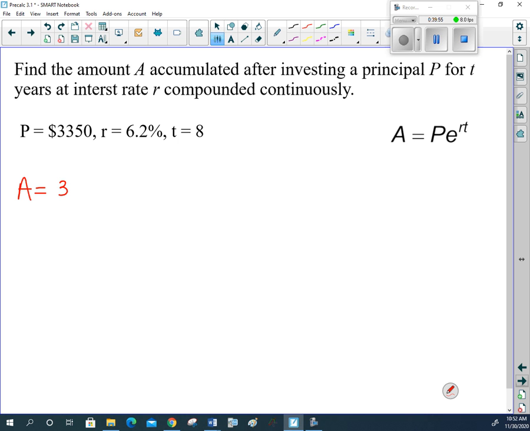It's 3,350 times E raised to the R. Now remember, we can't put in 6.2. We got to change that to a decimal, 0.062. And time is 8. All right, so let's type that in. And we end up with $5,536.48.